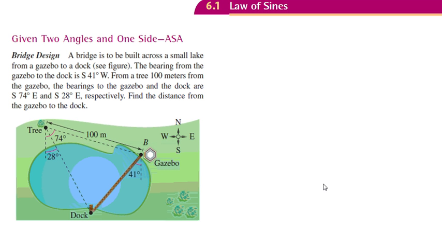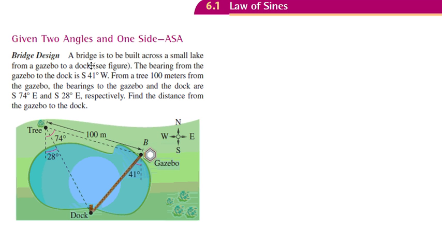So a bridge is to be built across a small lake from a gazebo to a dock. So here's the gazebo, and here's the dock. So they're going to build a bridge right here, all right? And the bearing from the gazebo to the dock is south 41 degrees west.